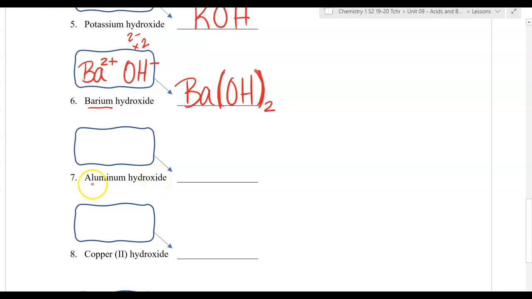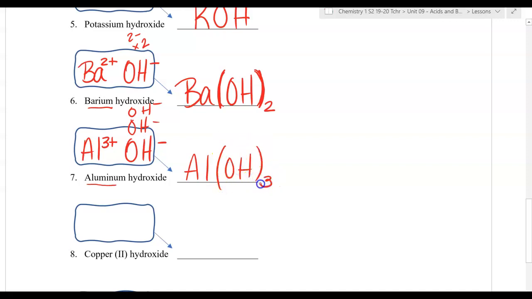Aluminum hydroxide. Aluminum is in group 13. It has a 3 plus charge. Hydroxide still has a 1 minus charge. Well, that means you're going to need 3 hydroxides for 1 aluminum. So aluminum hydroxide, and then I put a 3 there. Aluminum is one of the exceptions to having Roman numerals in the D and P block situation because its charge is always a 3 plus. It's one of the ones we memorized way back when.